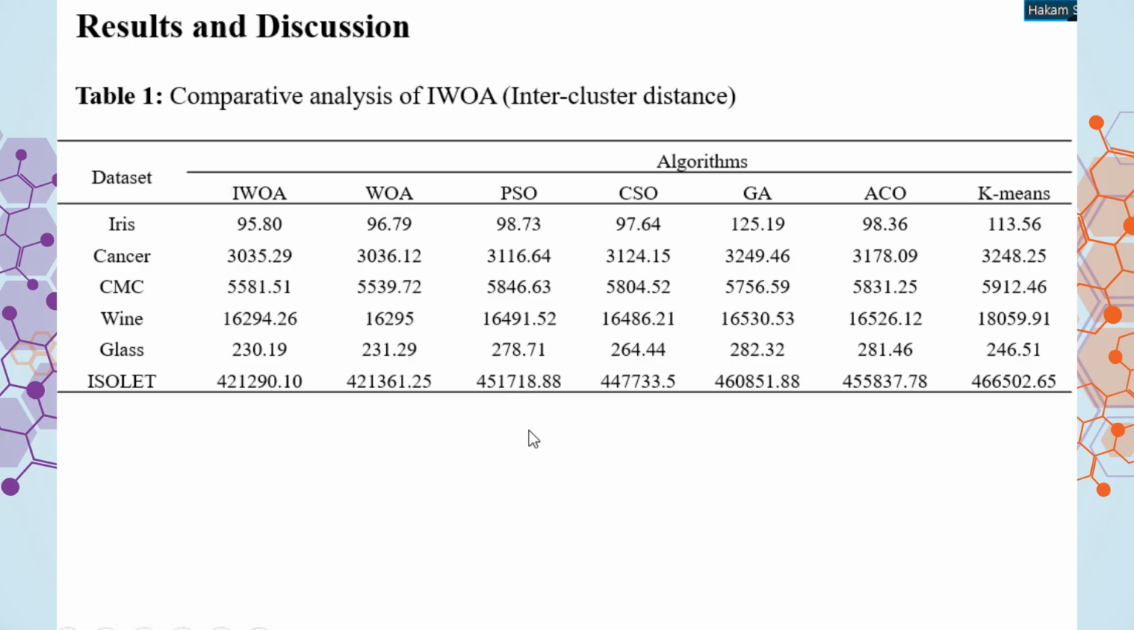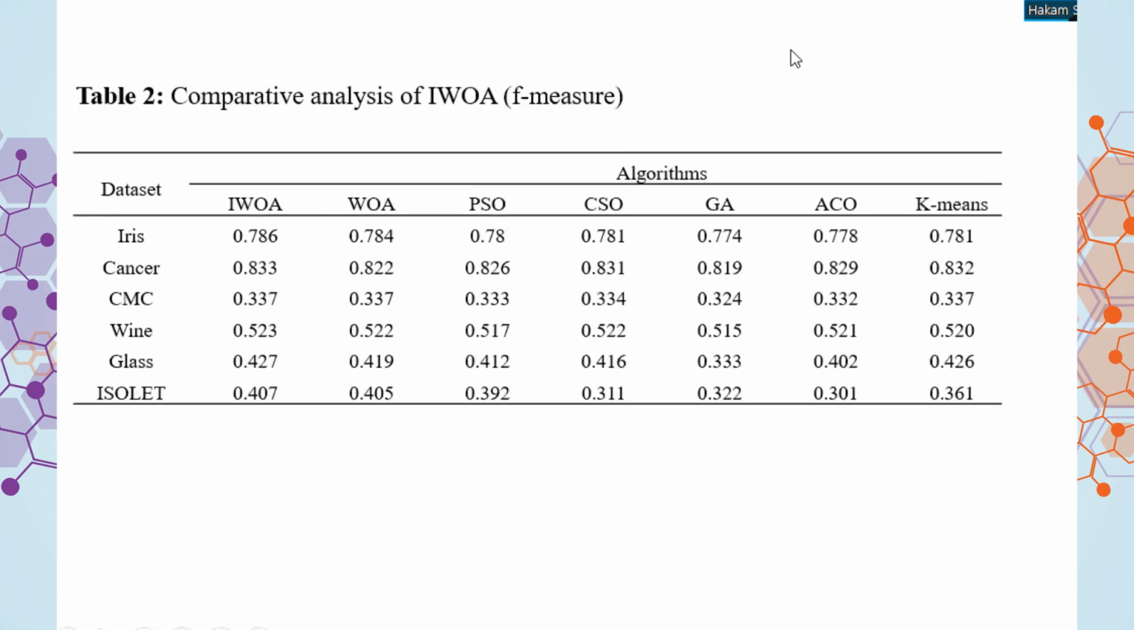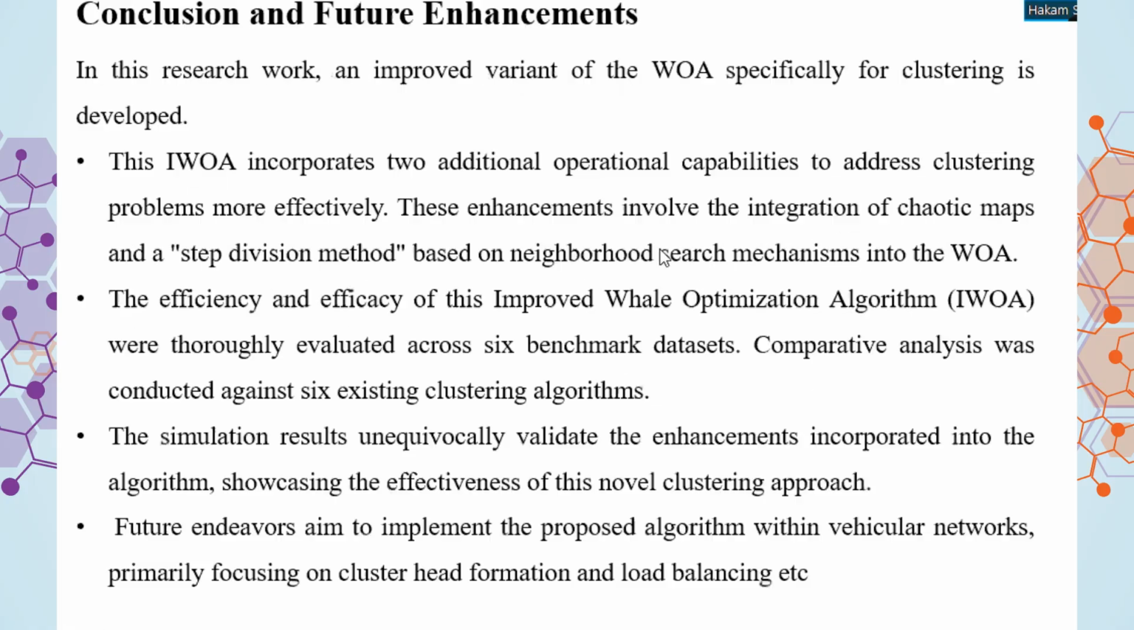Next, the performance parameter that I have taken is the F measure. The F measure tells how accurately the data objects are identified in a particular class, that is, how accurate it can be. So in that case, I have calculated the F measure value.